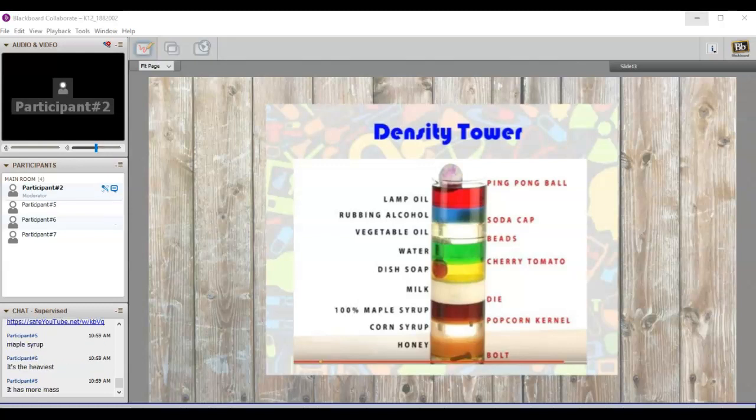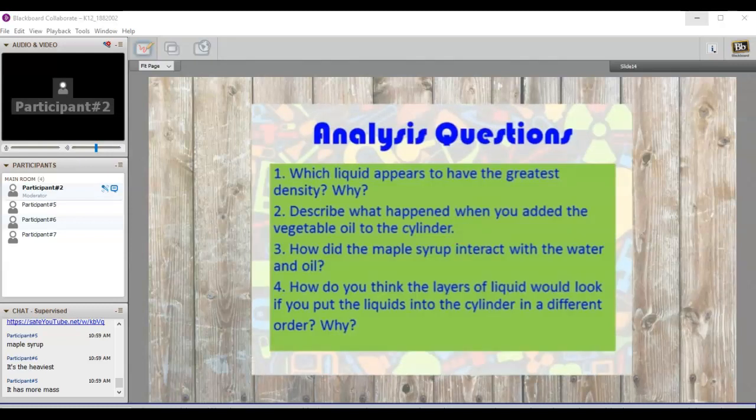Yes, it is the heaviest. So you're right, Cameron, exactly. It has more mass, so that would mean it's going to be more dense. All right, so that's the answer to number one. Maple syrup, and that is more dense or it's heavier.